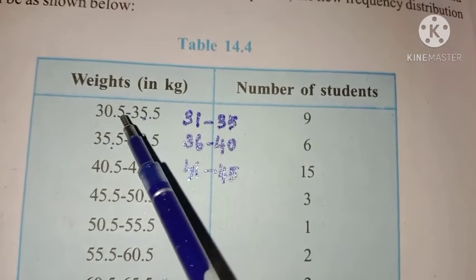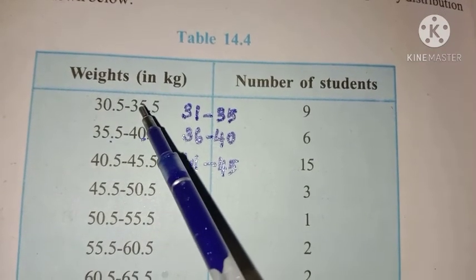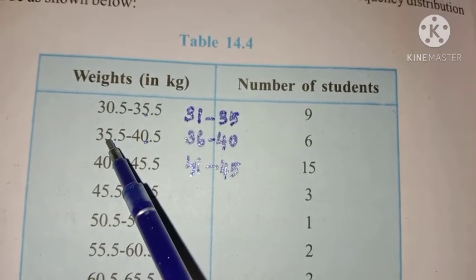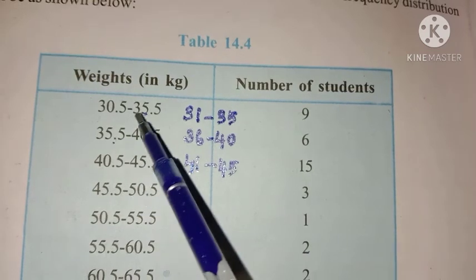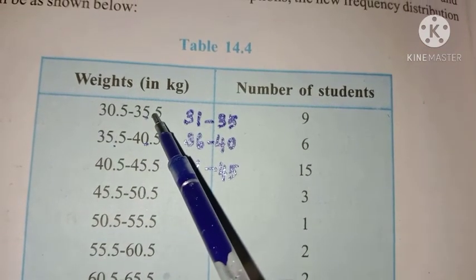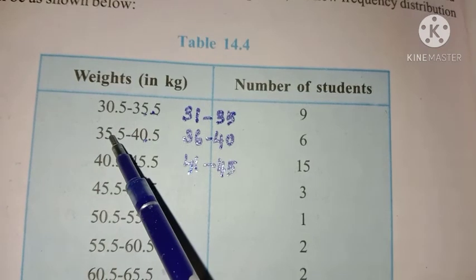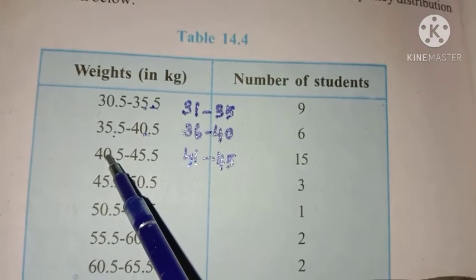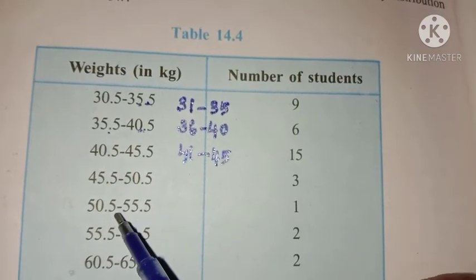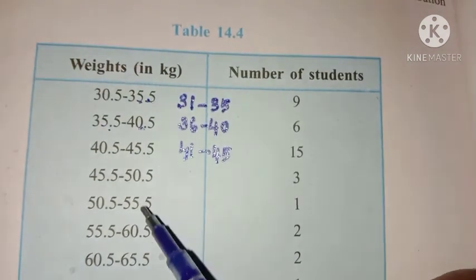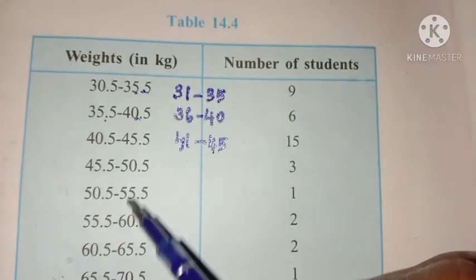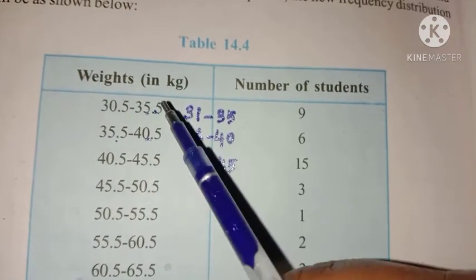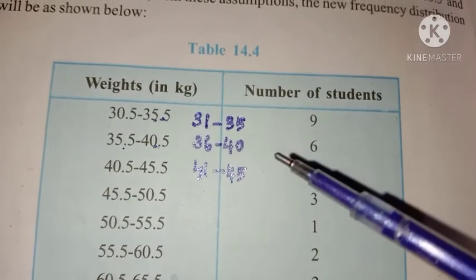Now see the upper limit of the first class. What is it? It is 35.5. What is the lower limit of the next class? 35.5. The upper limit of the first class is the same as the lower limit of the second class. The upper limit of the second class is the same as the lower limit of the third class. So this form of class intervals is called continuous class intervals.